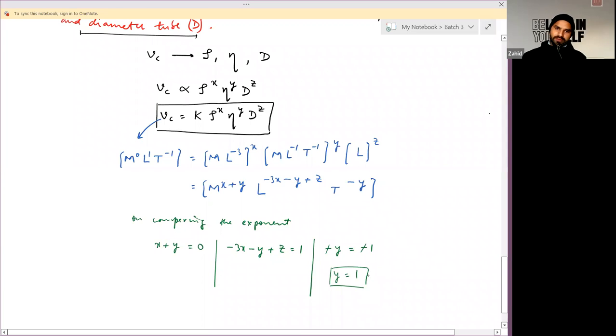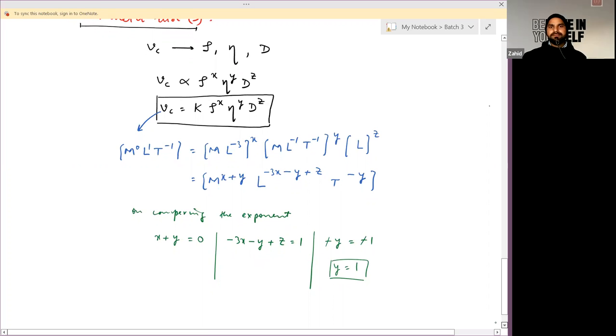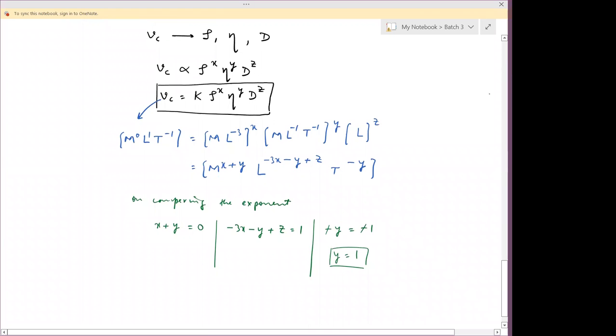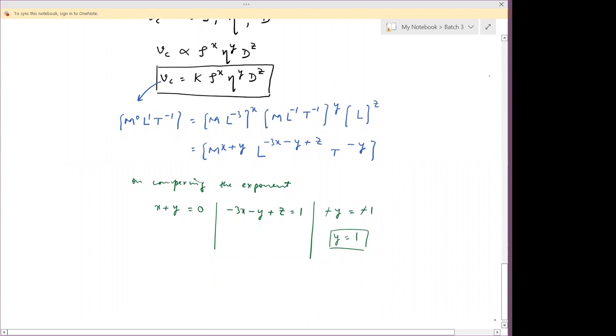Now put this value in the first equation, and you will get the value of x. Then put these two values in this middle equation, and you will get the value of z. Atif, is it clear? Yes. Try to simplify.